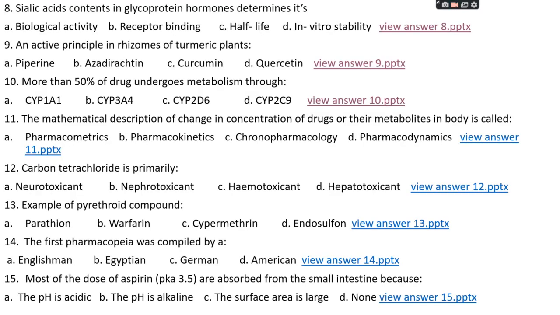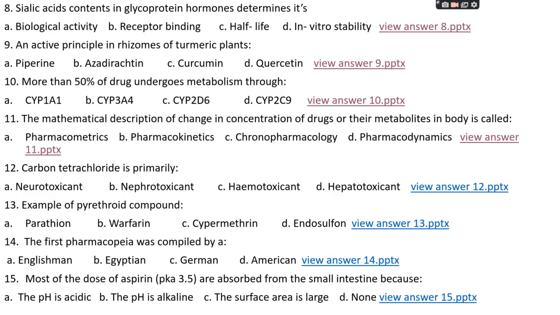Question number 11. The mathematical description of change in concentration of drugs or their metabolite in the body is called: option A, pharmacometrics; option B, pharmacokinetics; option C, chronopharmacology; option D, pharmacodynamics. The right answer is pharmacokinetics. Pharmacokinetics deals with what the body does to the drug, while what the drug does to the body comes under pharmacodynamics.